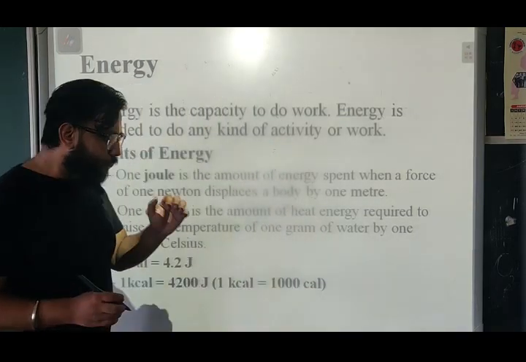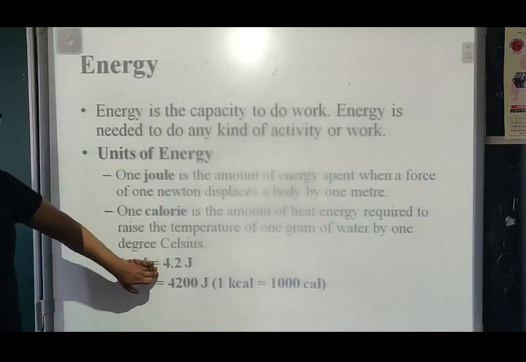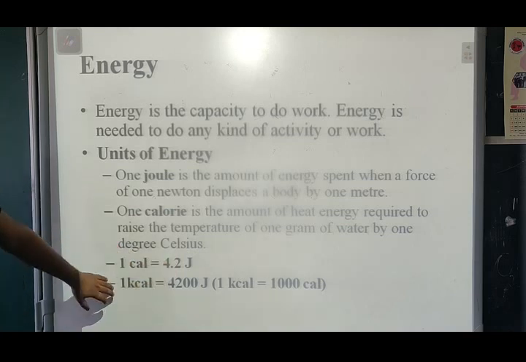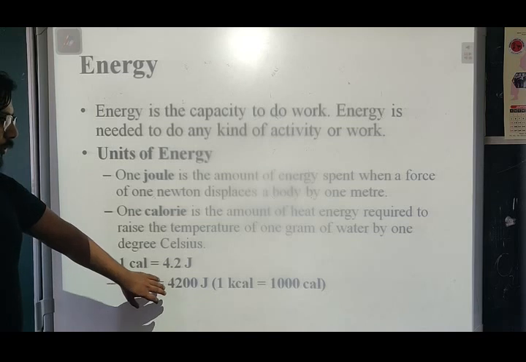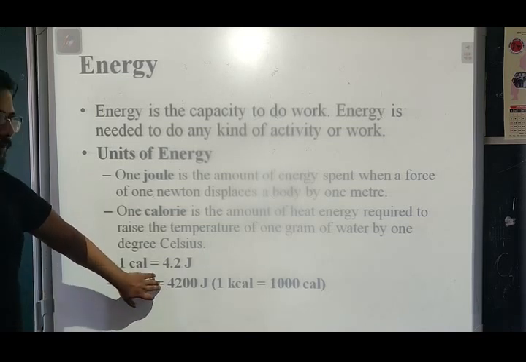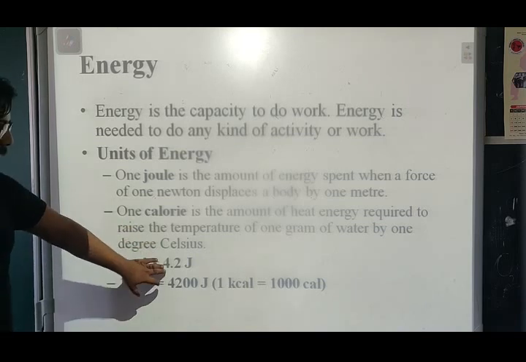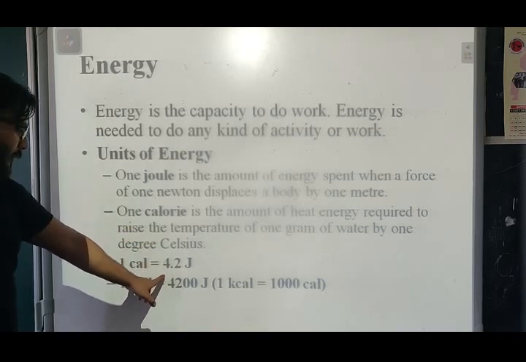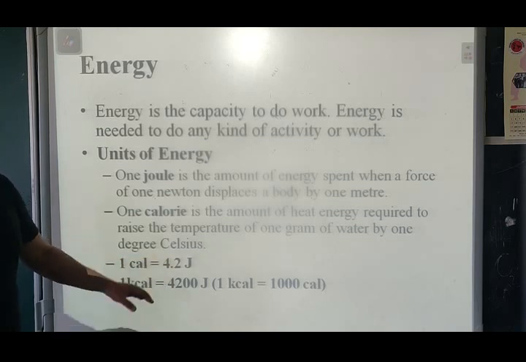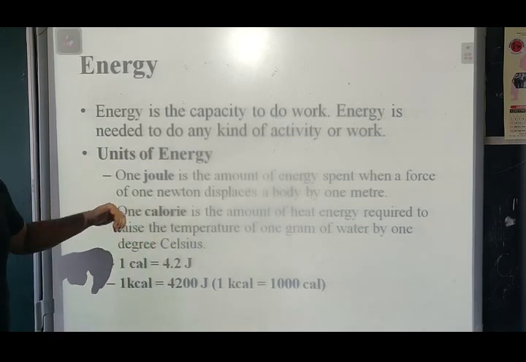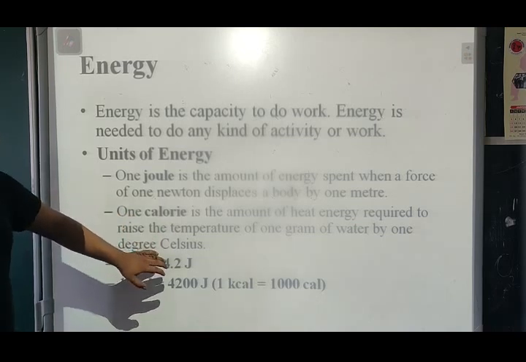So what are the values? Let's look at it. 1 calorie is equal to 4.2 joules. 1 kilocalorie, which is 1000 calories, is equal to 4200 joules. Please remember this, this value is important. 1 calorie is equal to 4.2 joules. When you have to change from joule to calorie, then you need to remember this.